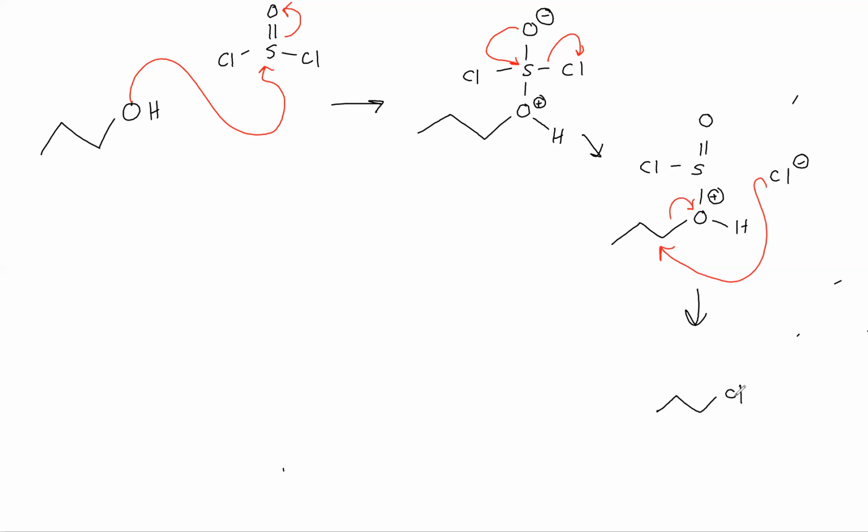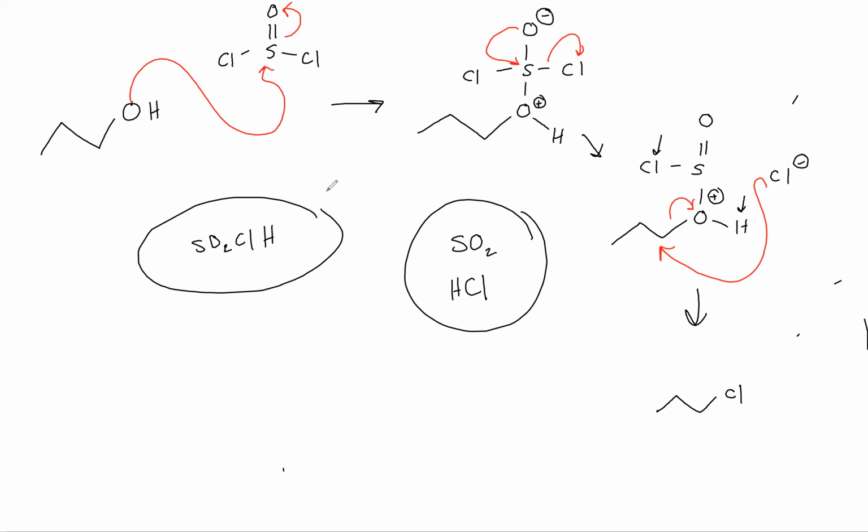What'll usually happen is a whole slew of reactions where this Cl ends up leaving and this hydrogen ends up leaving, and we end up with SO2 and HCl instead of SO2ClH. These two separately are more stable than this one together. I don't think you have to know that mechanism too well, but you do have to know what's happening with this reaction here.